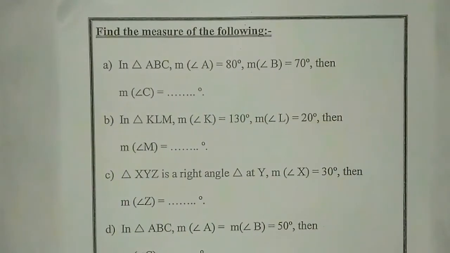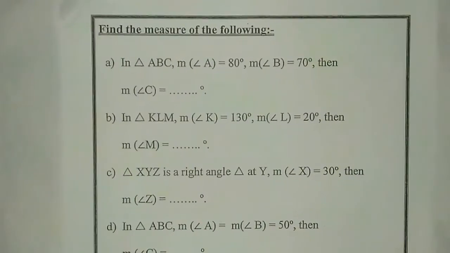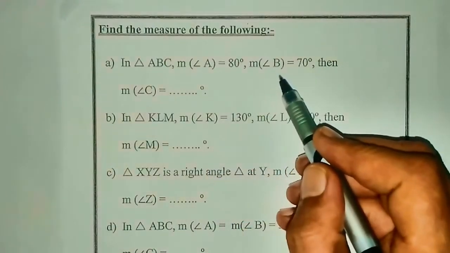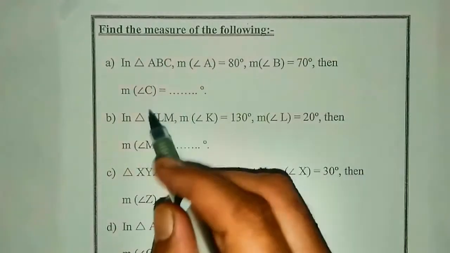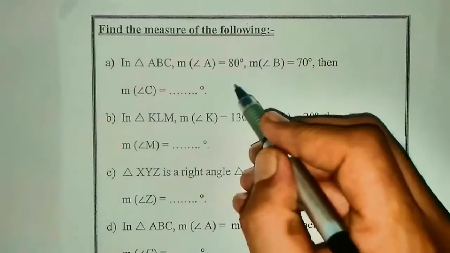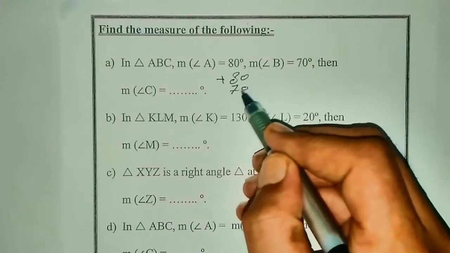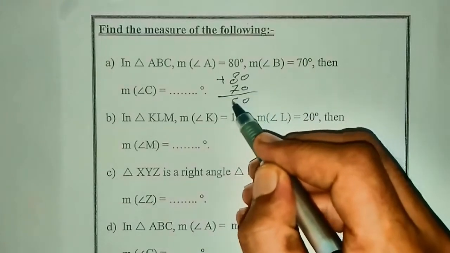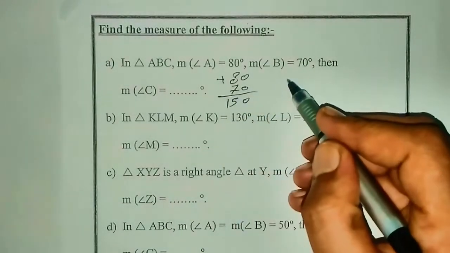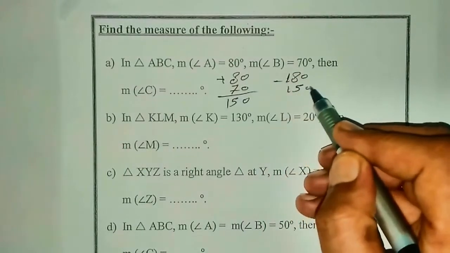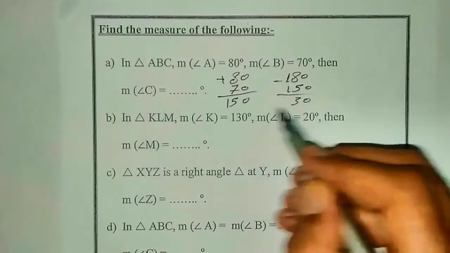Second exercise, find the measure of the following. In a triangle ABC, the measure of angle A is 80, the measure of angle B is 70, then the measure of angle C. First, we'll add 80 plus 70 equals 150. Subtract 180 minus 150 equals 30.